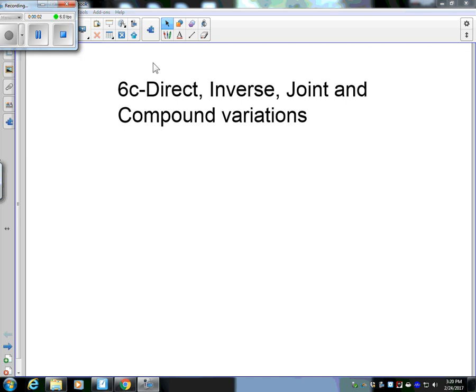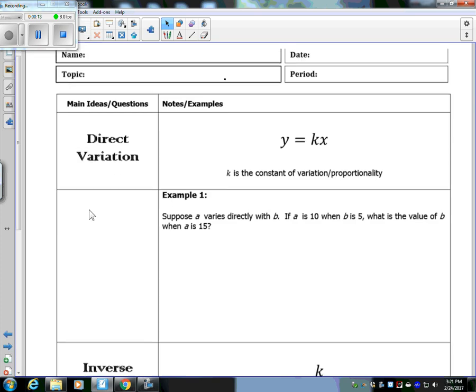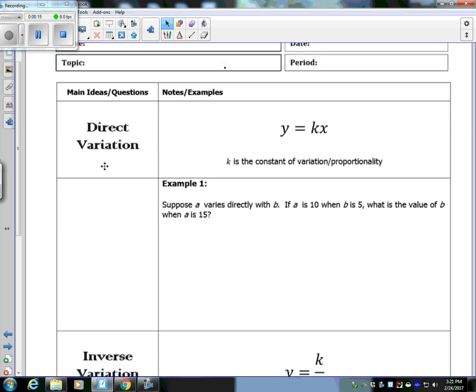6C is direct, inverse, joint, and compound variations. Previously, you've learned about direct and inverse in Algebra 1, and we will be expanding upon that and going into joint and compound variations. So, getting into it, direct variation, the general equation is y equals kx.